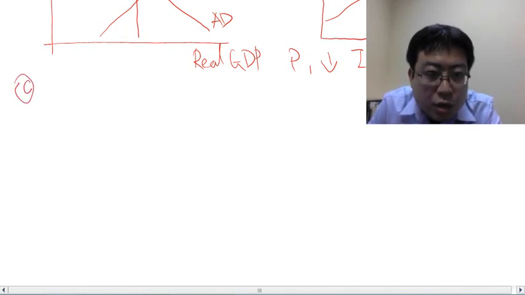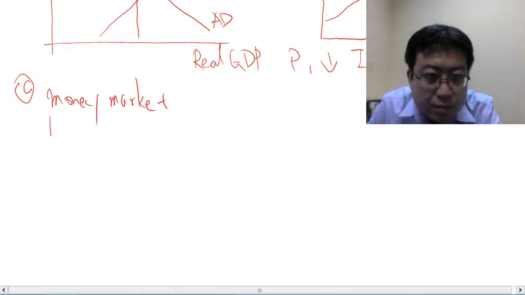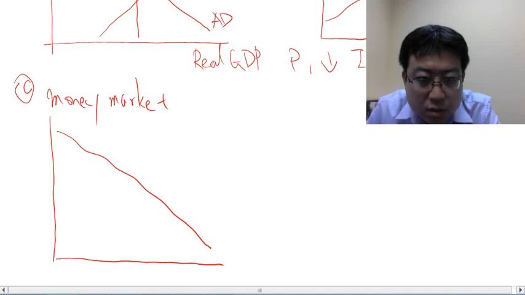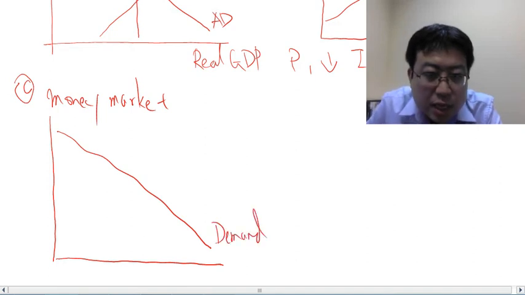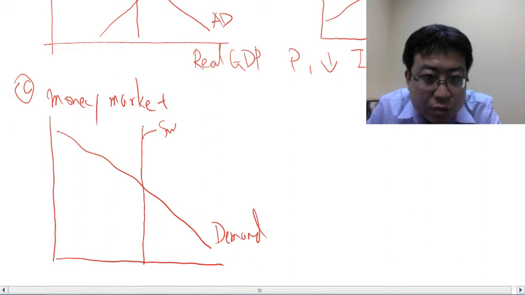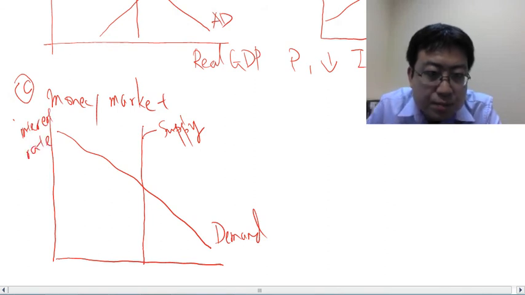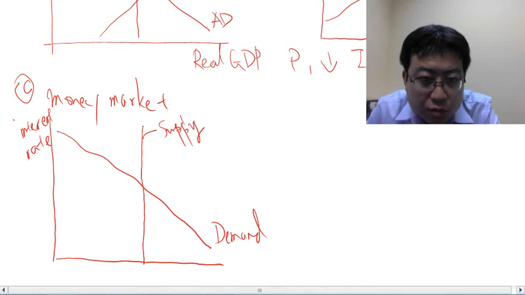In panel C, we're going to draw our money market. For money market, demand for money, and then supply for money. Remember, supply for money is always vertical because it's our Federal Reserve who controls the supply for money. So supply for money is independent from the interest rate. And then quantity for money.